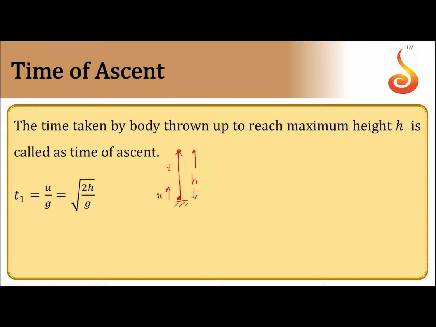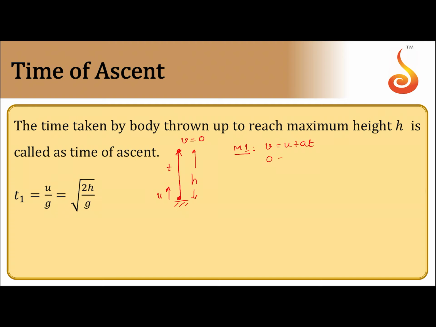And you know that at the highest position the instantaneous velocity is 0. Particle comes to rest momentarily before it starts moving downwards. The equation for time of ascent can be obtained by two different methods. Method 1. I will use the first equation of motion, v is equal to u plus at.